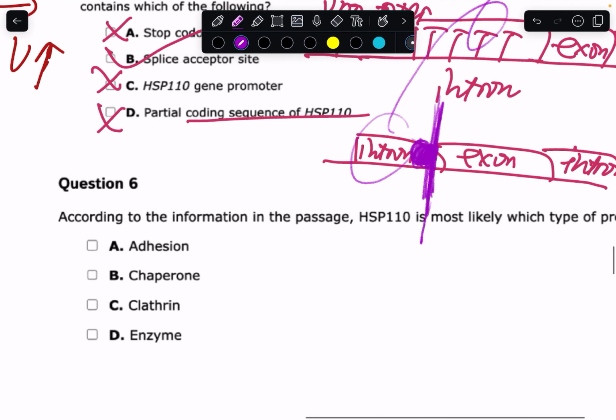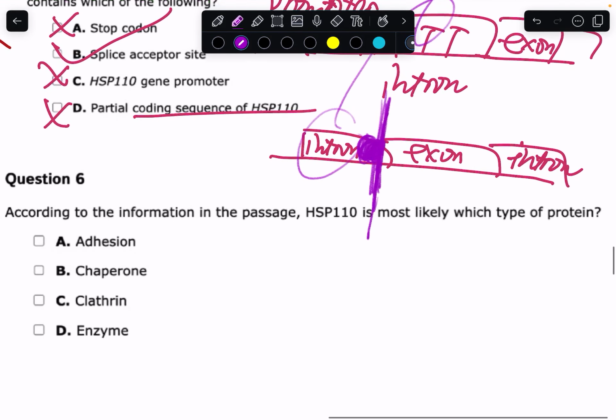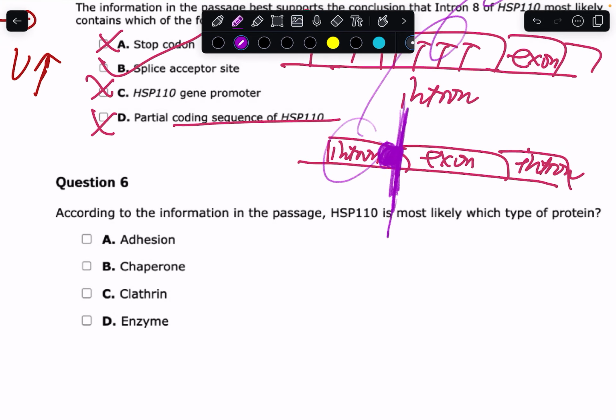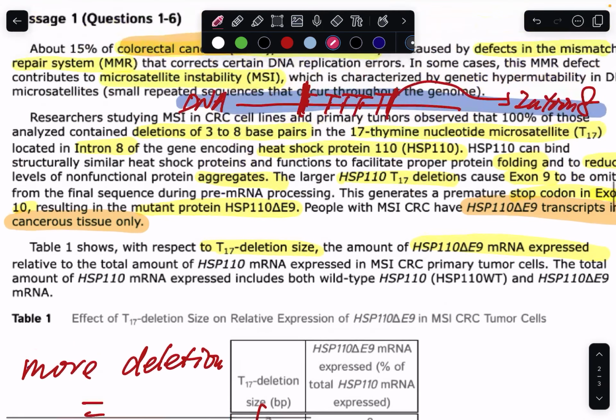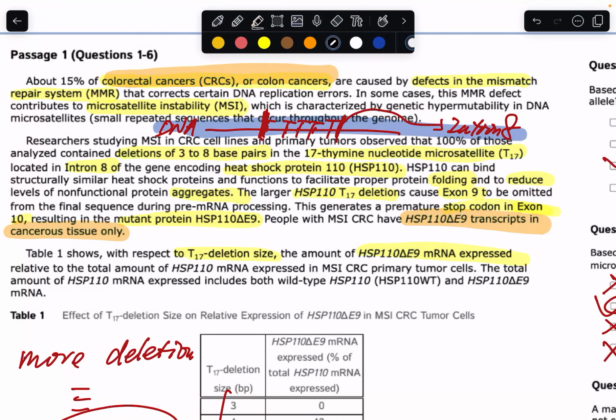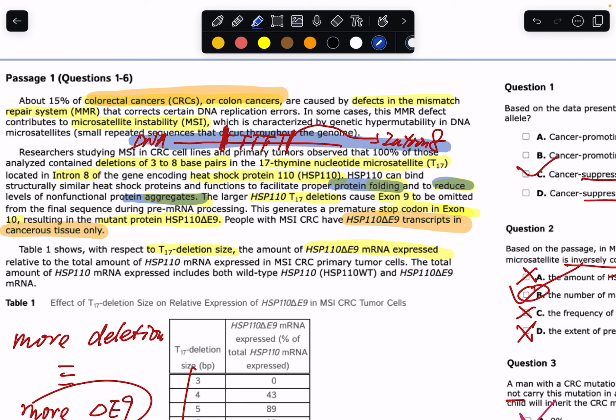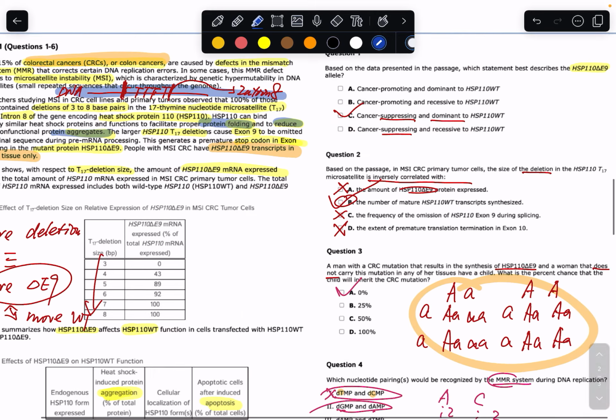Last one, question 6. According to the information in the passage, HSP110 is most likely which type of protein, okay? So remember, we read about the function of the protein. If you still remember, there are 2 functions of that protein that we highlighted. One is, let me use a different color. One is what? Protein folding. Another is reduced protein aggregation, right? So I expect to pick a protein that will do this protein folding, or if I know any protein that can reduce the protein aggregation, okay?